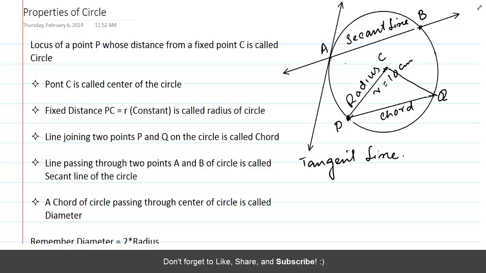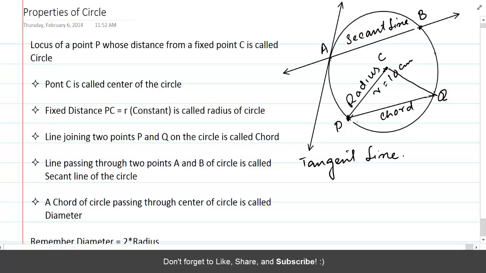Now the circle has certain properties, and before we get into the properties of the circle, we should know a few terms about the circle. The fixed point C is called the center of the circle, and the fixed distance between PC, which we already have explained, is called the radius of the circle. Now if there are 2 points on the circle, just like there are points P and Q, then the line segment joining these 2 points will be called a chord of the circle.